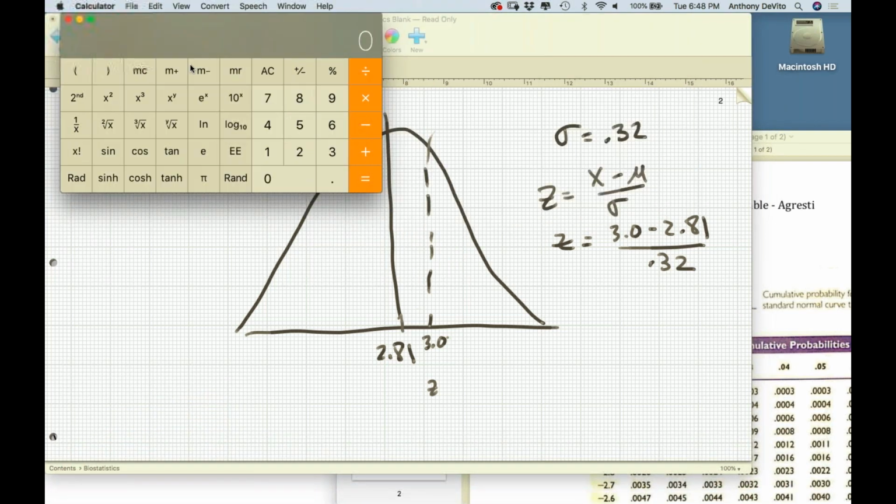And if anybody gets it done ahead of me, they can shout out loudly the answer so I can hear it. But in the meantime, if I get it done first, I'll use my answer. 3.0 minus 2.81 equals that, divide that by 0.32. Okay, and I get 0.59 is my z-score.